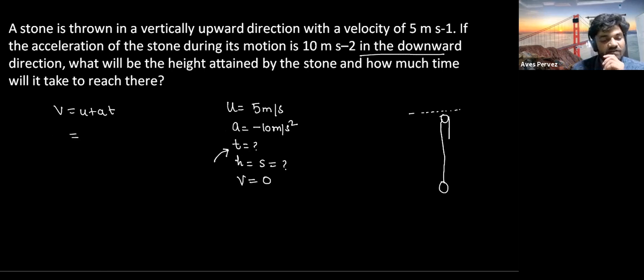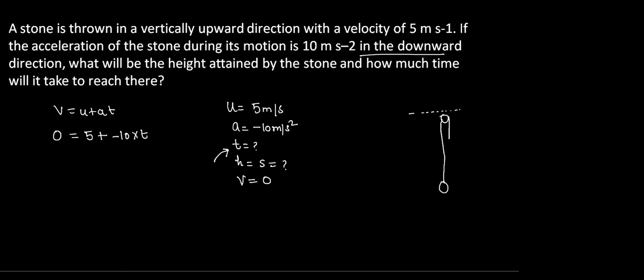Here V, the final velocity, is 0. Initial velocity is 5 meter per second. And acceleration is minus 10. And time you need to calculate. Calculate the time.